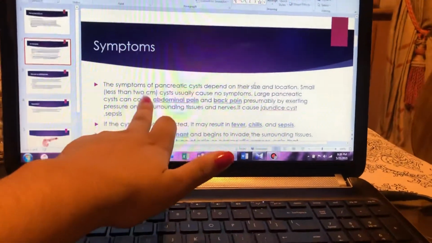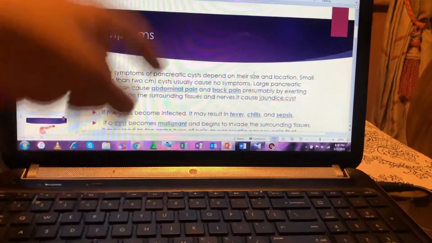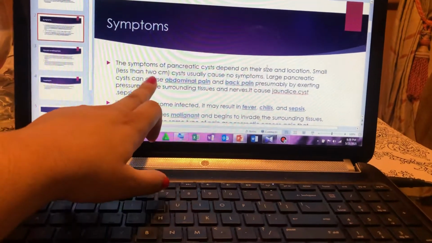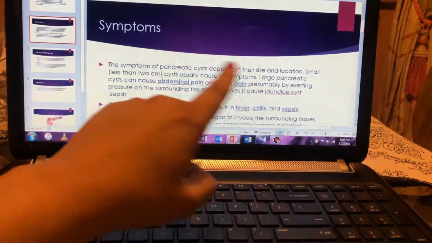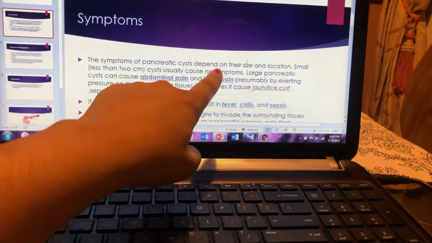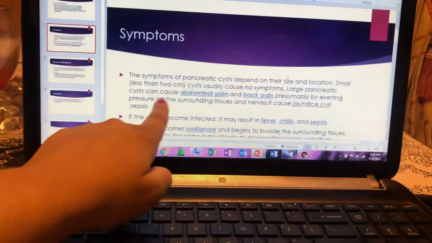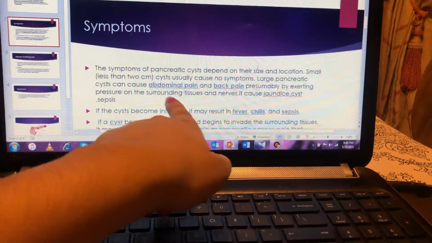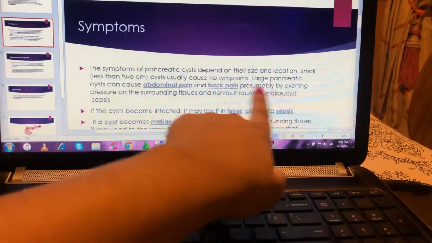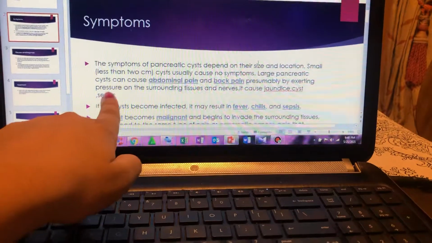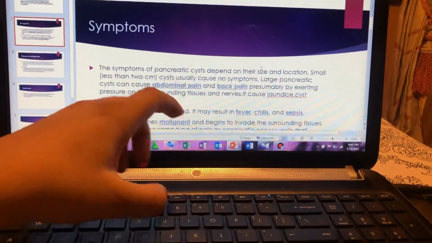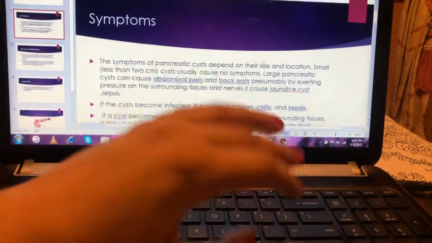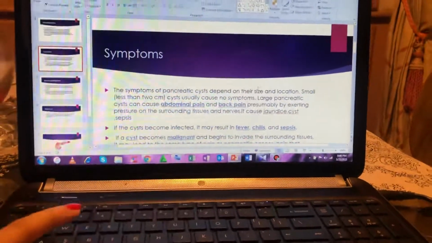Small means less than 2 centimeters. Usually it's 1 centimeter, but in the Robbins pathology book it said 2 centimeters, that's why I'm quoting that number. But usually a small cyst, a 1 centimeter cyst, causes no symptoms. A large pancreatic cyst can cause abdominal pain and back pain, presumably by exerting pressure on the surrounding tissues and nerves. It causes jaundice, cysts, sepsis. Sepsis is blood poisoning. These are the common symptoms which will be produced if the cyst is large enough to cause them. Otherwise, if it's small, no big deal.